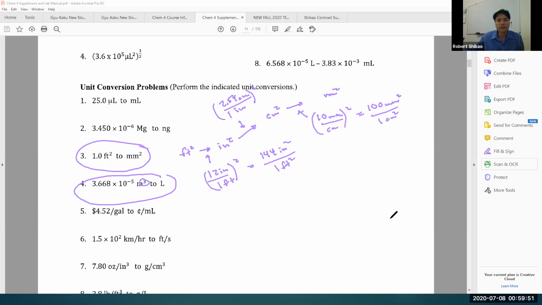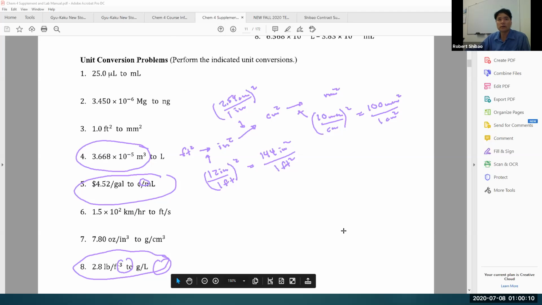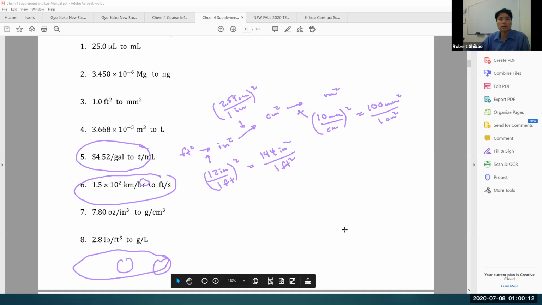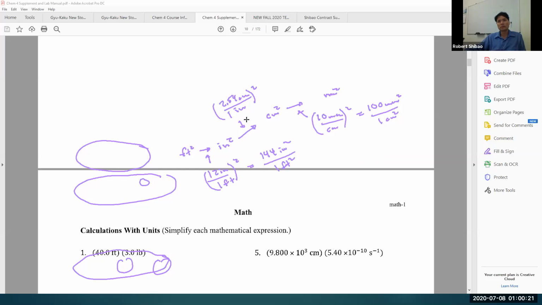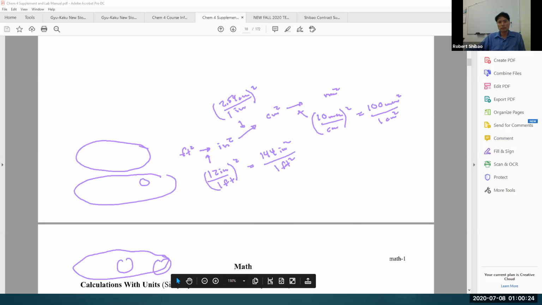What else do we have here? This one we have to do some cubing stuff. Here we got to go from inches cubed to centimeters cubed. It's only one step, but we have to cube it. What else we got here? Again, this is a cube. So we got some squaring and cubing business we got to do in the supplement here. And so these are supplemental math problems of Math 1.